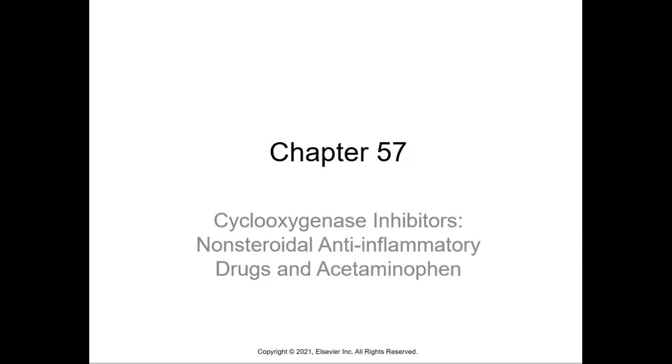The family of the cyclooxygenase inhibitors consists then of aspirin and other drugs. They're useful because they can suppress inflammation, they can relieve pain, and they can reduce fever. So if you ask yourself, what are the three reasons that we give NSAIDs or acetaminophen? It's to suppress inflammation, relieve pain, and reduce fevers. Aspirin and only aspirin can also protect against myocardial infarction and stroke.